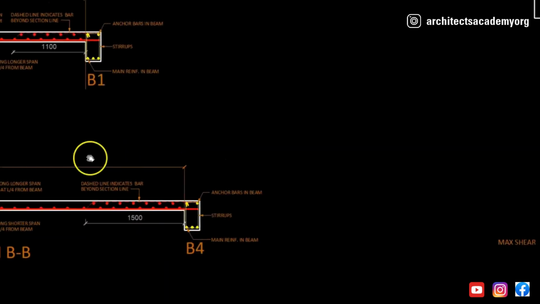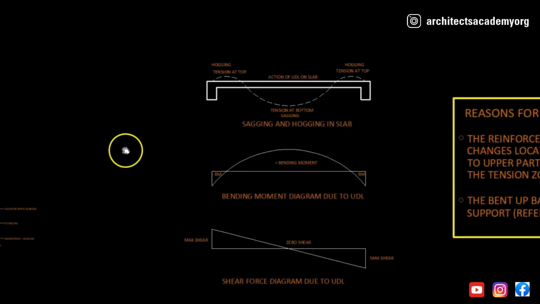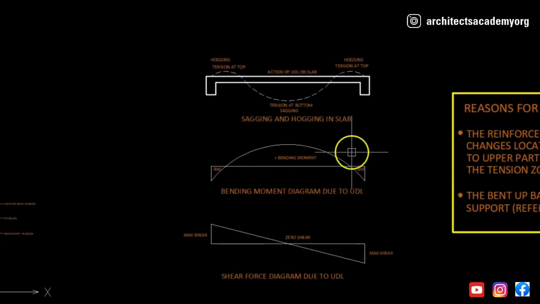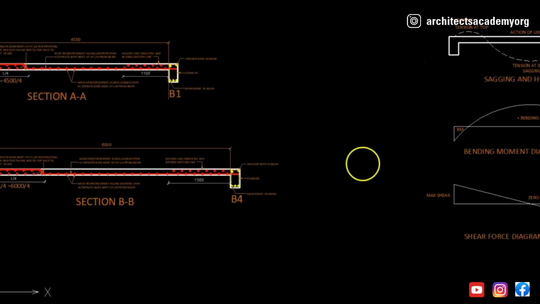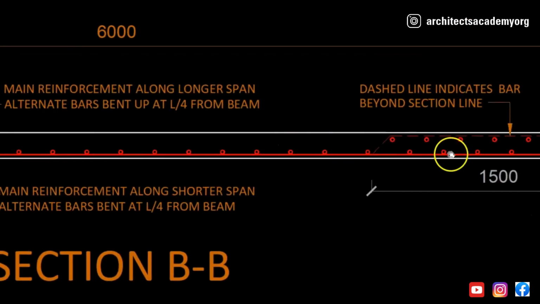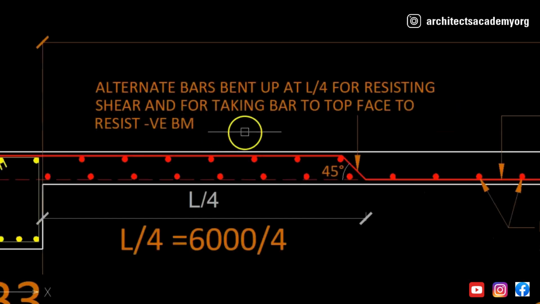Now, what is the reason for having this bent up bar, and what is the distance for the bending? Why do we require changing the face of the reinforcement? Why does it go to the upper face? For example, if you read this note, alternate bars are bent up at L by 4 for resisting shear and for taking bars to the top face to resist the negative bending moment.